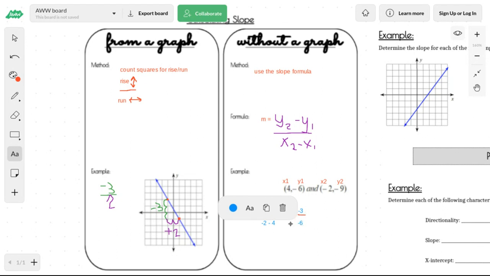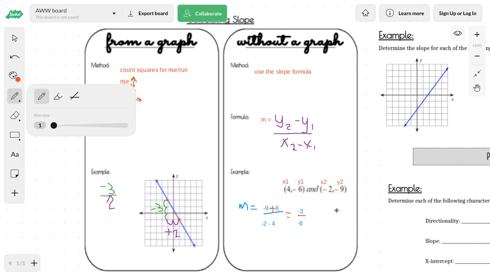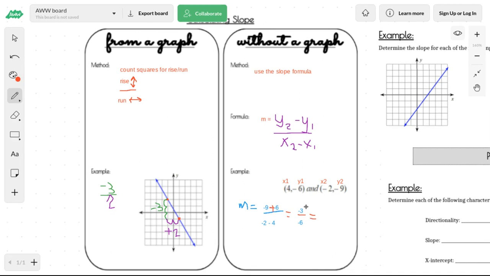And so now I want to look and see if this can be simplified at all. So if I look at -3 over -6, well, -3 and -6 can both be divided by -3. So if I divide the top by -3, I get 1. If I divide the bottom by -3, I get 2. So this simplifies to 1/2. And that's my slope.